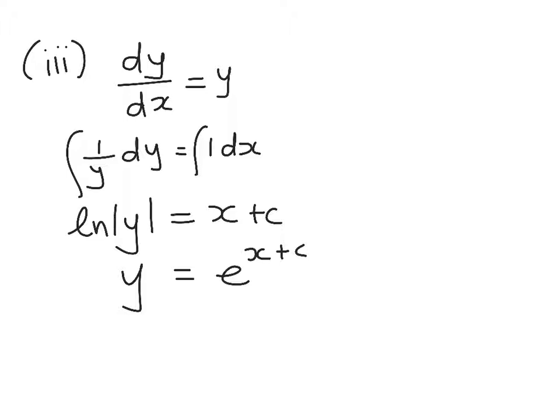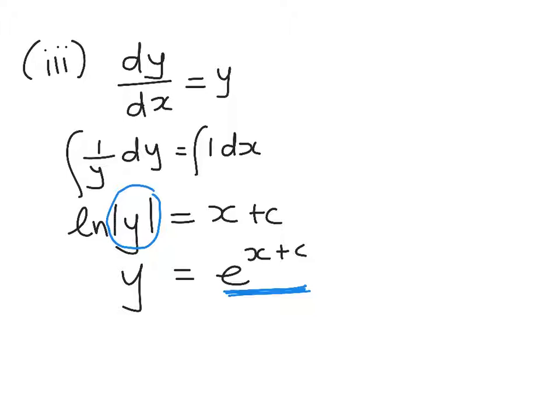There's a couple of little things to notice here. The first is that I've mysteriously dropped the absolute value signs. I can do that because e to the power of anything will be positive, so I know that I don't need my absolute value signs because y is always going to be positive.